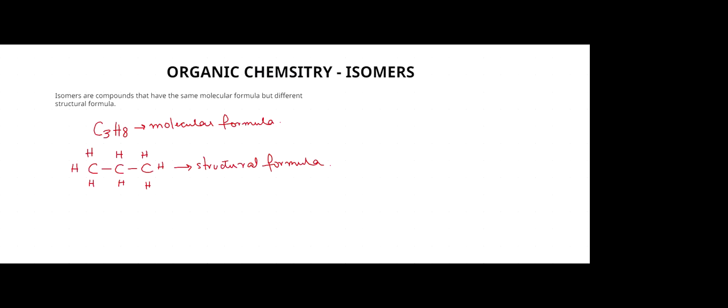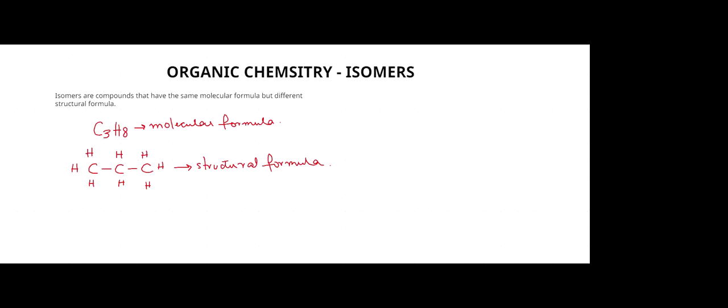So when I take the molecule and draw the structure, I show the bonding. I show that the carbons are attached to each other. I show that the carbon and hydrogen are bonded to each other. I am telling you the exact structure, who is bonded with who. That is known as the structural formula. Now, isomers are compounds that have the same molecular formula but different structural formula.